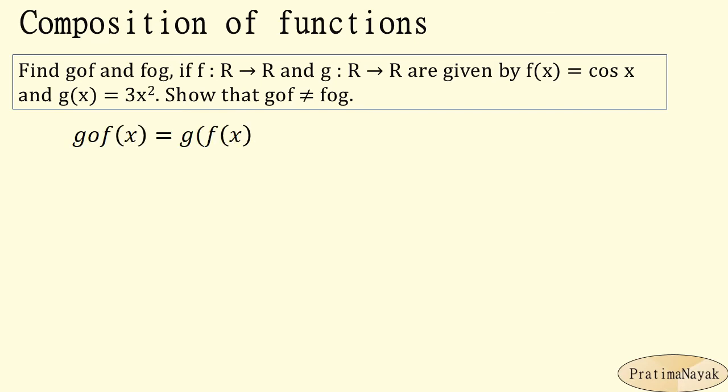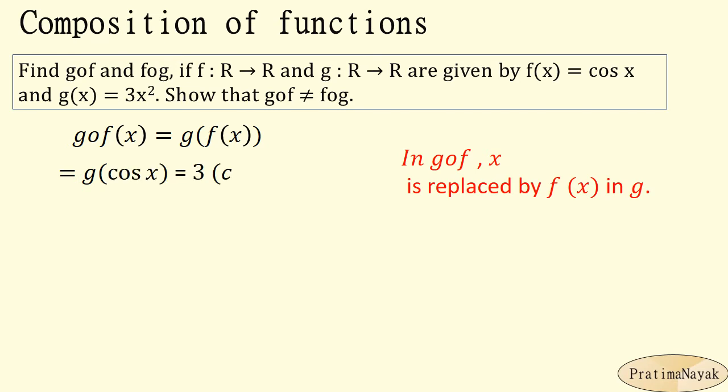So g o f of x is equal to g of f of x. That means in g o f we will replace x by f of x. So g of x is equal to 3x square. In place of x I'll write cos x. So it will be g of cos x is equal to 3 times, instead of x square we'll write cos x whole square. So the answer will be 3 cos square x.